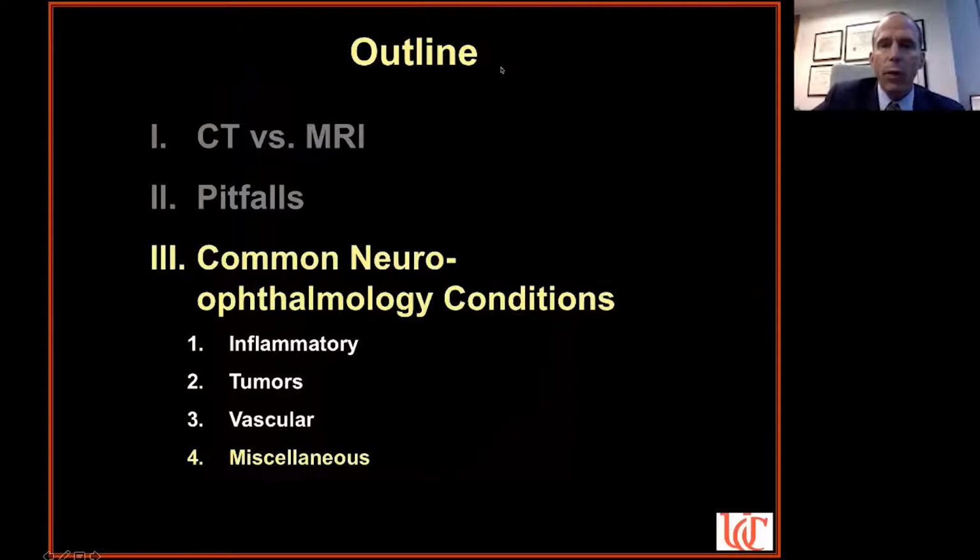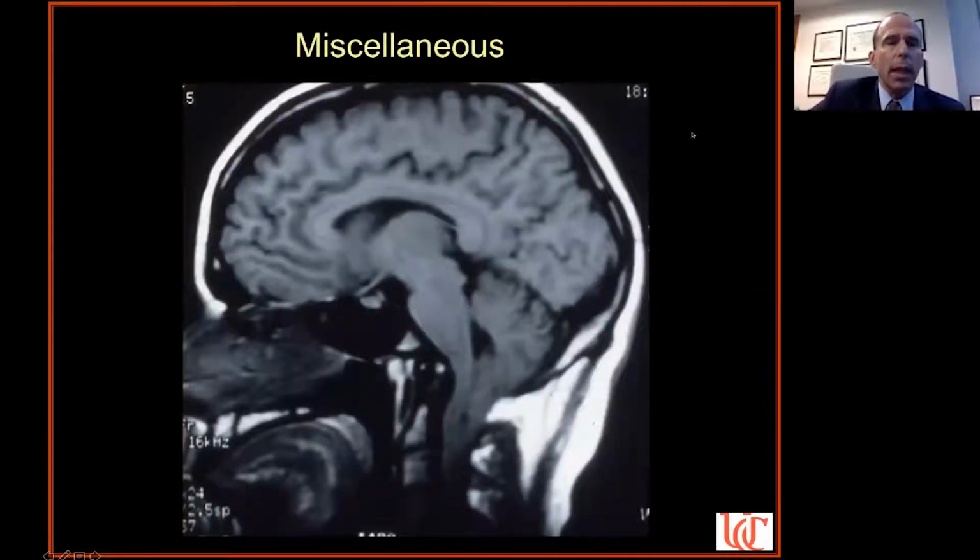And then finally, a few miscellaneous conditions. Here's one that I try to stump my residents with. This is a person who's got downbeat nystagmus. Downbeat nystagmus. And the brain structures look pretty good. Here's the normal pituitary gland. Here's the anterior visual system, optic nerve coming into chiasm. Brainstem looks pretty good, no obvious lesions. This is a T1, the CSF is dark. There's no contrast, but look down here.